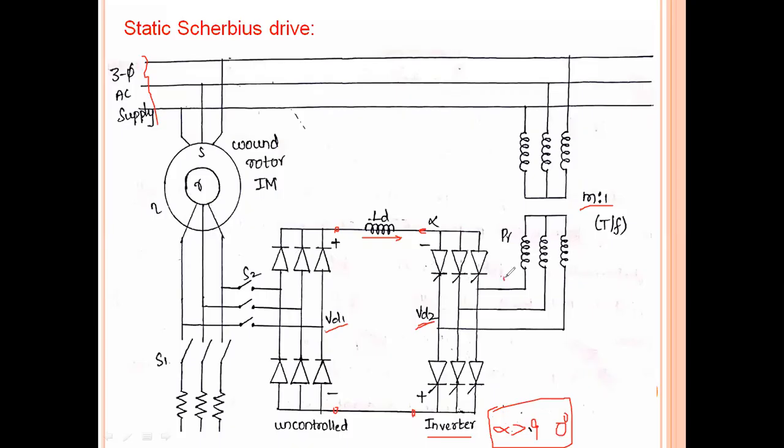So the generated voltage across this inverter will be very low. This voltage has to be boosted to match the three-phase AC supply. So an M:1 transformer is used here to boost up this low voltage. And this voltage is given to the three-phase supply. That means the wastage of power is recycled to the three-phase supply. This is the generalized operation of a static Scherbius drive.